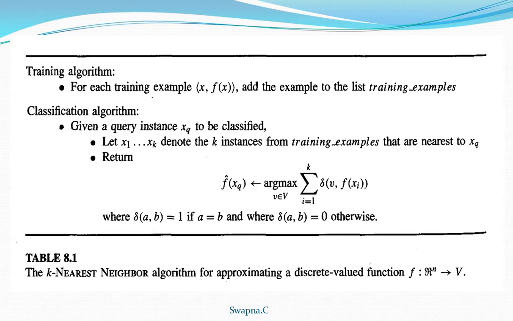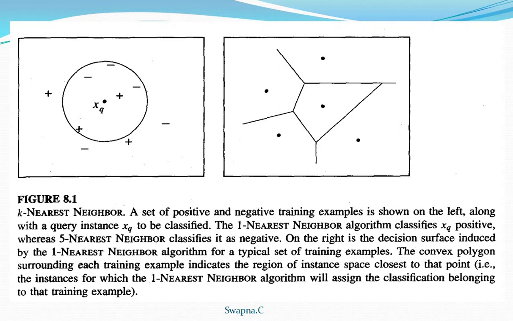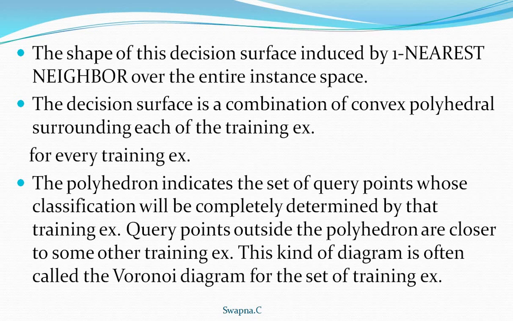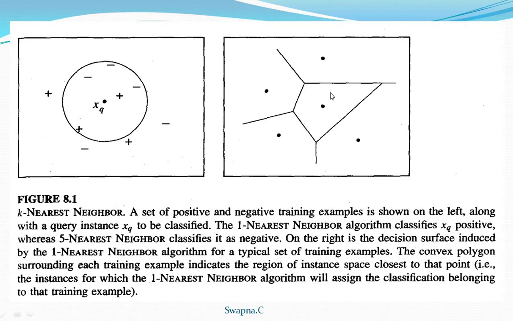To understand that, we took the figure and classified the new instance, and we also learned about the Voronoi diagram. The Voronoi diagram is the diagrammatic representation of the one nearest neighbor algorithm in the form of polygon or polyhedron symbols, to find the nearest neighbor training examples. This type of diagram is called a decision surface diagram, or a Voronoi diagram.